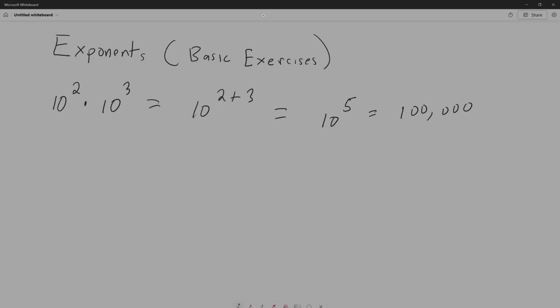So now we're going to go backwards. Let's say I want to express 8 times 8 times 8 using an exponent. So how many 8's do we have? We have 3. So we need to put the base as 8 and the exponent as 3. So that will be our answer.